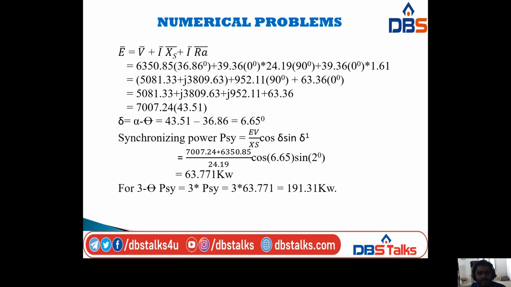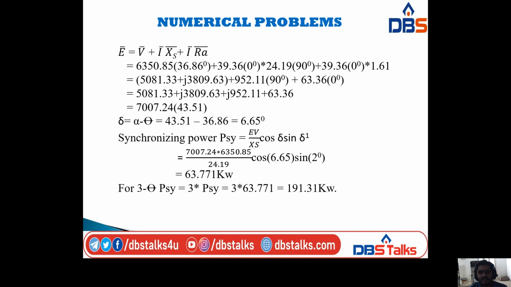So the I into XS bar is in polar form, and we convert this into rectangular form, that is J952.11, plus the polar form 63.36 at an angle of 0 for I RA. Please convert this into rectangular form: we have 63.36 plus J0. After simplifying this, we have the polar form of the above equation, that is 7007.24 at an angle of 43.51 degrees.